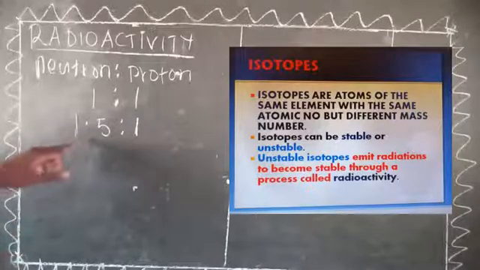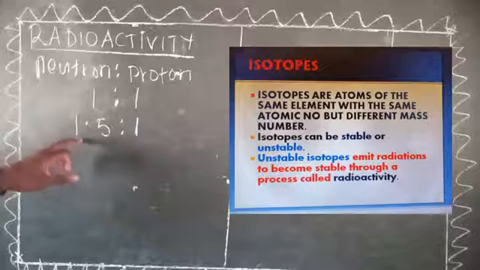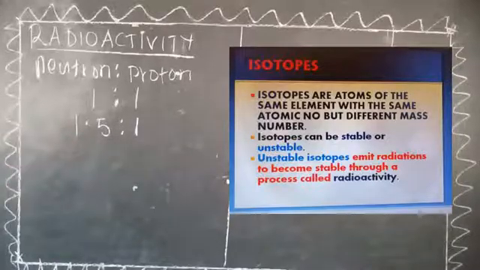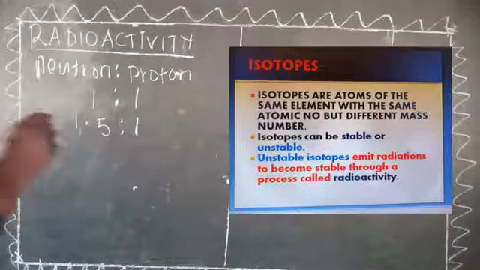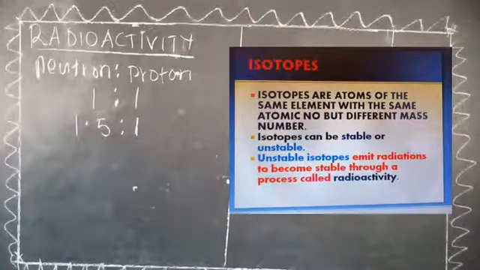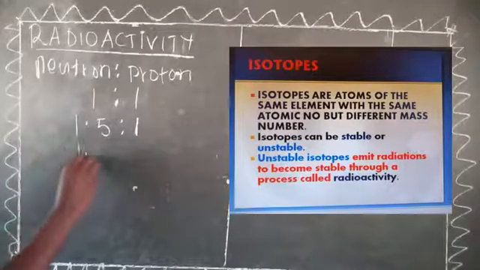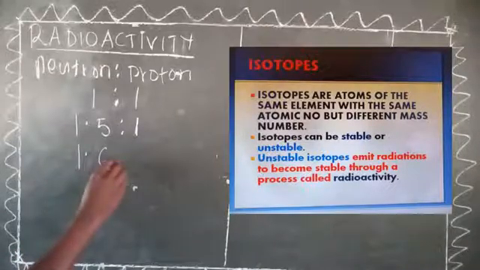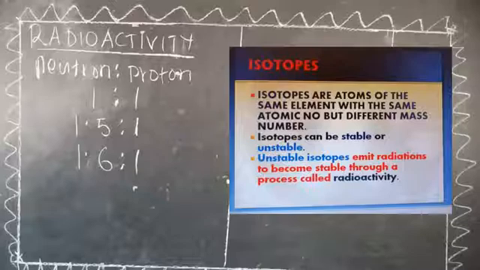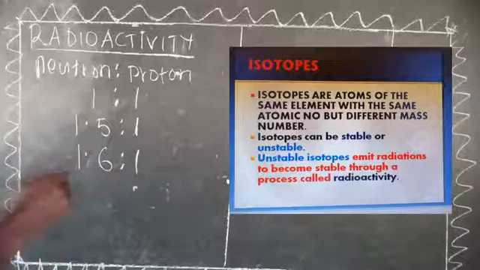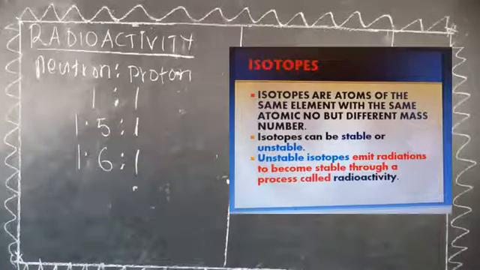When this ratio is reached above 1.5:1, the stability of the nucleus becomes unstable. That is to mean, when the ratio now goes to 1.6 to 1, such that the number of neutrons is above the number of protons by this ratio, we say that the nuclide is no longer stable.